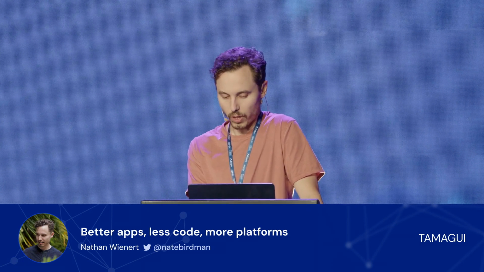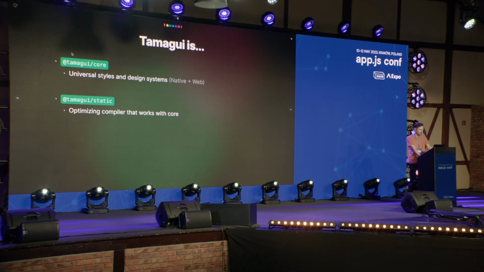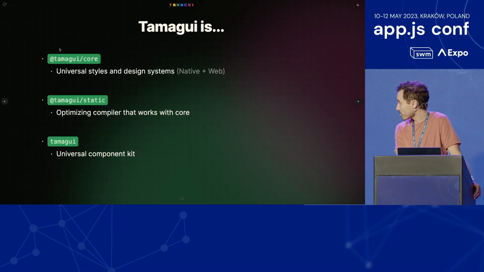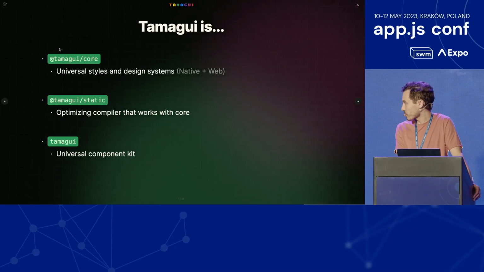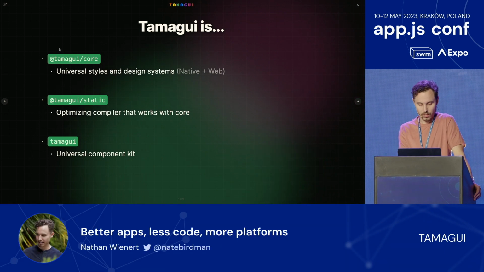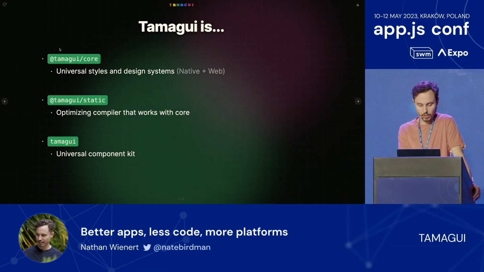On top of that, what I think is probably the more interesting part is this package called Static, which is an optimizing compiler that works alongside core. And then on top of that, there is a complete component kit and UI system that works on native and web. And I'm actually not going to talk much about that today, just because there was too much stuff to talk about with the first two, and I think they're probably a little bit more interesting.